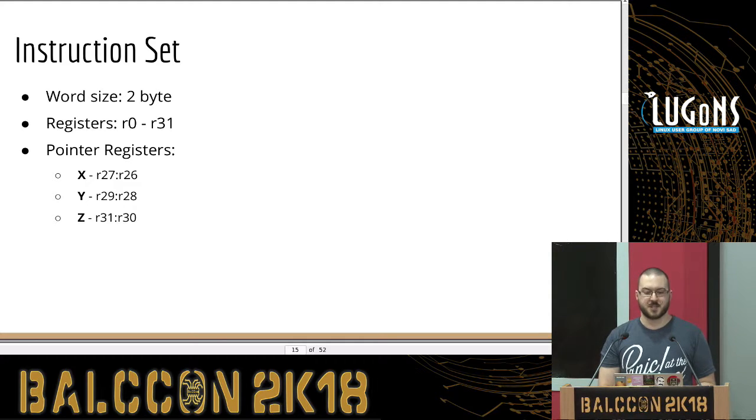And you have pointer registers, which can access memory with 2 bytes again. And the way those pointer registers work is they're just aliases for 2 other registers. In this case, the registers from 26 to 31, which will be addressed as X, Y, or Z in disassembly.